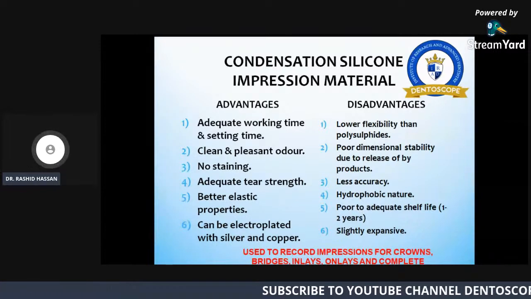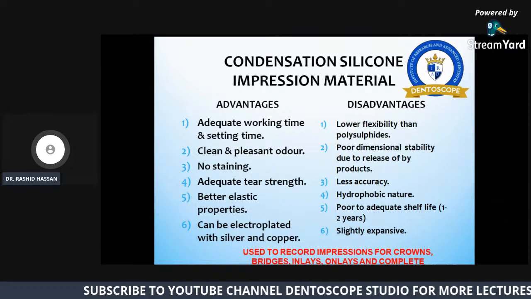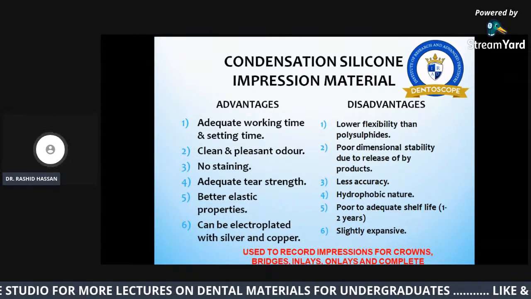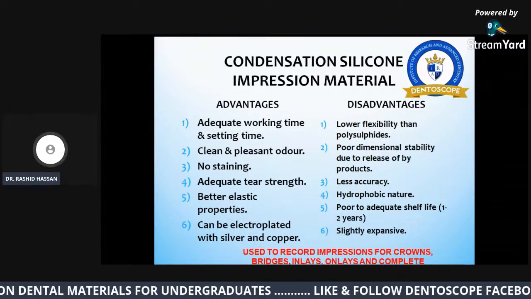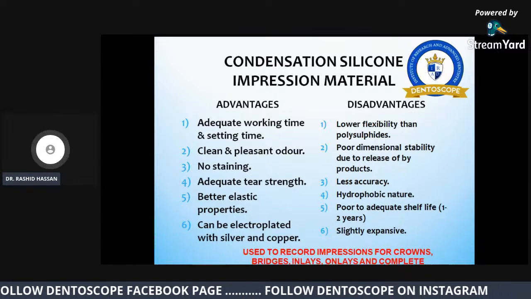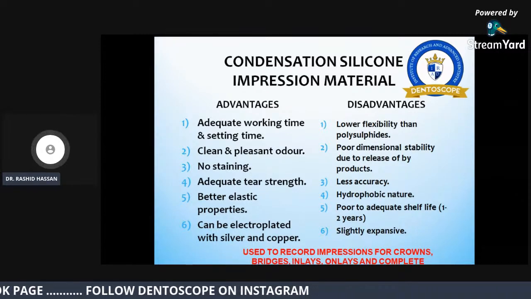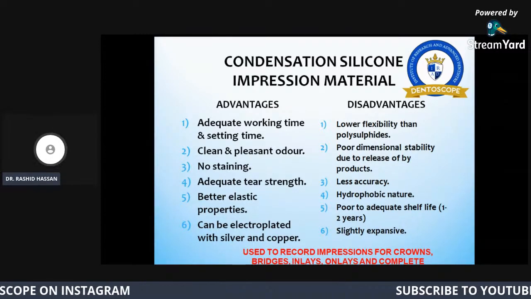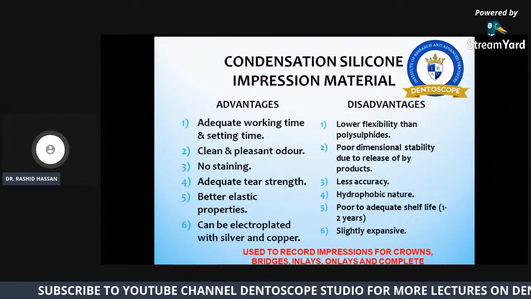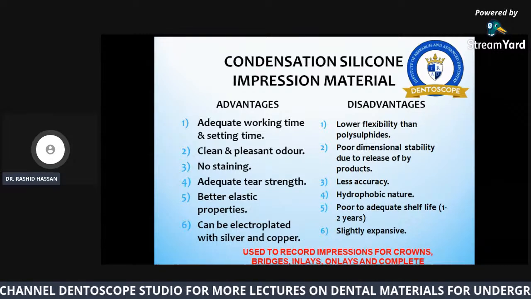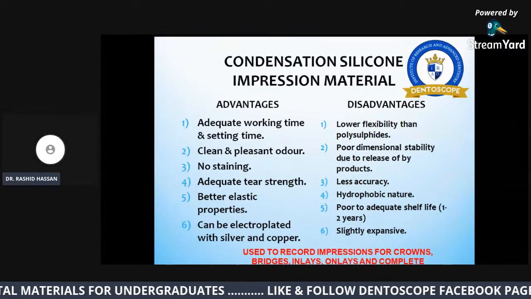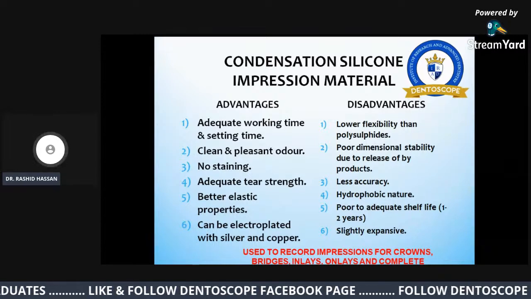You're not going to use this 14, 15,000 rupees impression material for just about 2 to 3,000 rupees of denture, right? So you should think very critically when you are selecting any of the impression material, because it is going to affect your pocket as well. So it is slightly expensive as well. Well, all elastomeric impression materials, they are expensive. So this is not something new.